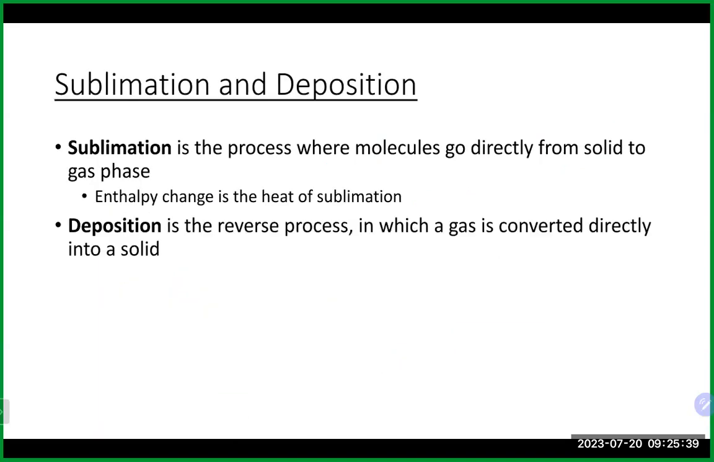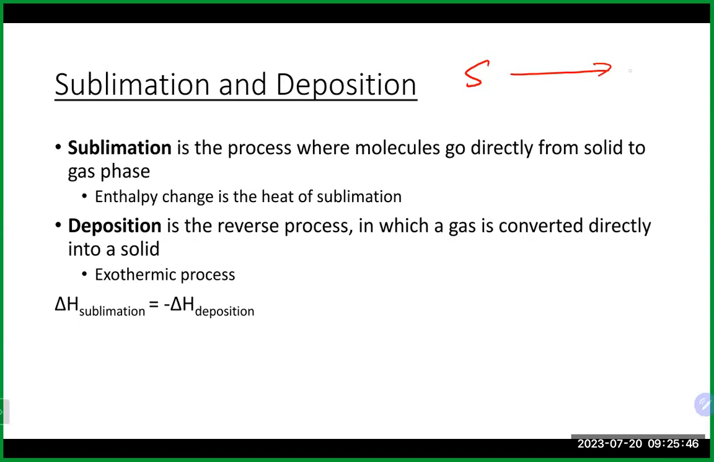Now, sublimation and deposition are the processes where we go from solid directly to gas and we skip the liquid, or gas directly to solid and we skip the liquid phase. That's sublimation, going from solid to gas, deposition going from gas back to solid. Again, it is an endothermic process going in this direction, exothermic process in terms of energy going in the opposite direction. Same idea here.